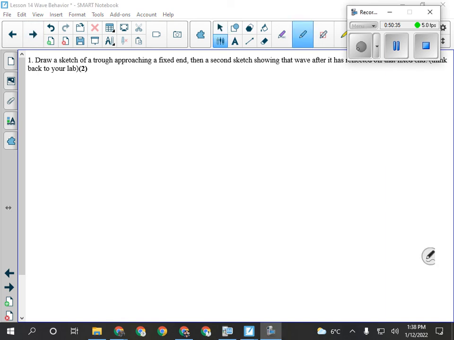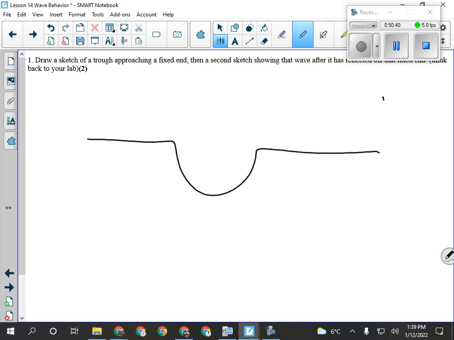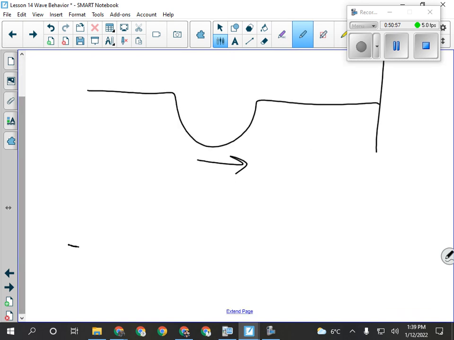Okay, so pretty straightforward question. Okay, I've got a trough. It's approaching a wall. That's my before picture. Okay, what's my after picture going to look like? After it hits the wall, it's going to go inverted and back the other way. So my second picture would be, okay, I have an inverted pulse traveling backwards in the original medium.